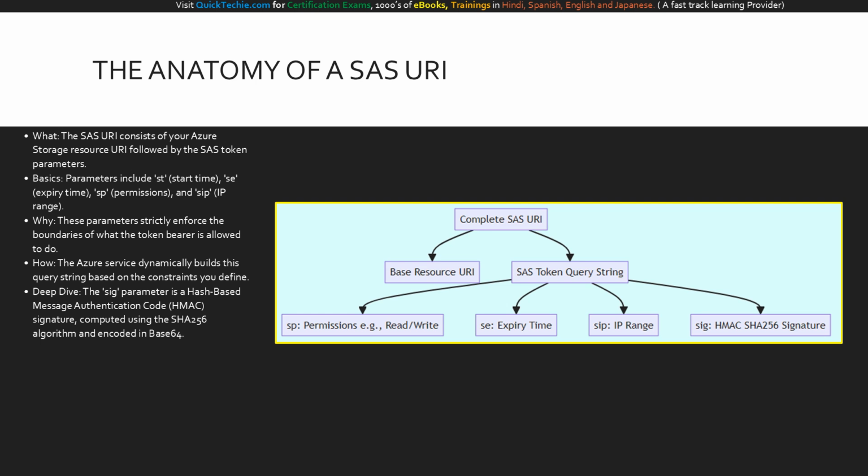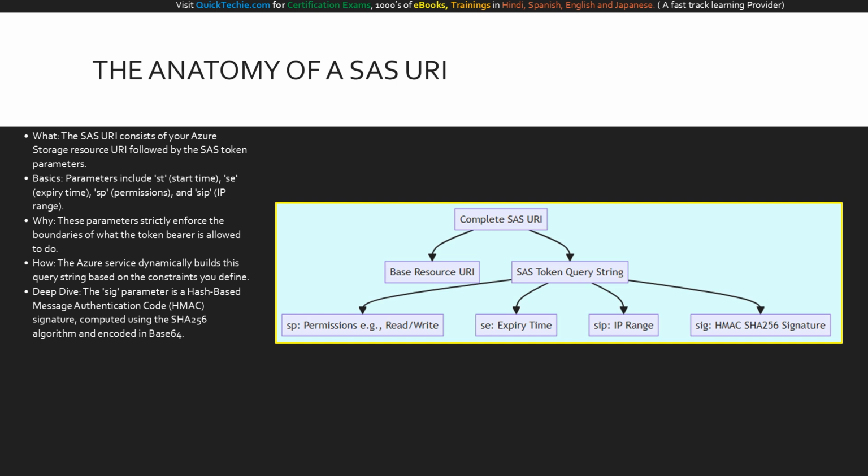Why are these parameters visible in the URI? Because they instruct the storage service exactly what the bearer is allowed to do. How is this secure if anyone can read the URI? That brings us to our deep dive. The final parameter is SIG, which is the signature. This is an HMAC signature computed using the SHA-256 algorithm and your storage account key. If a user tries to maliciously alter the expiry time in the URI, the signature will no longer match, and Azure will instantly deny access.